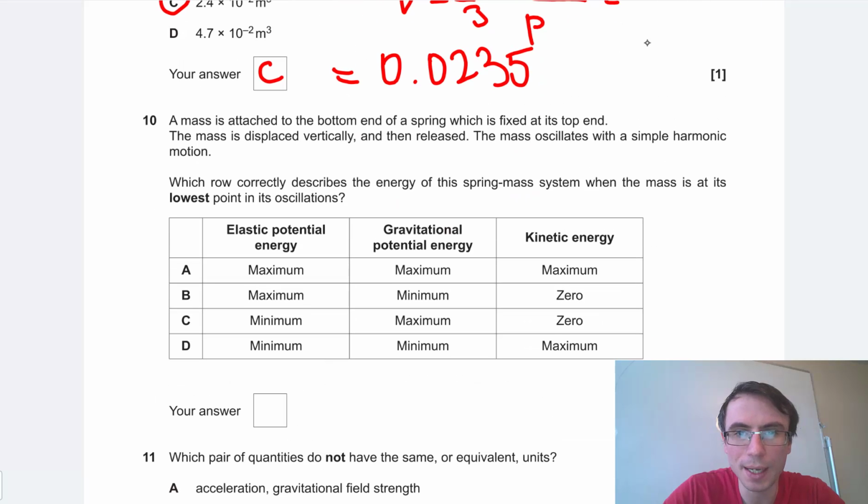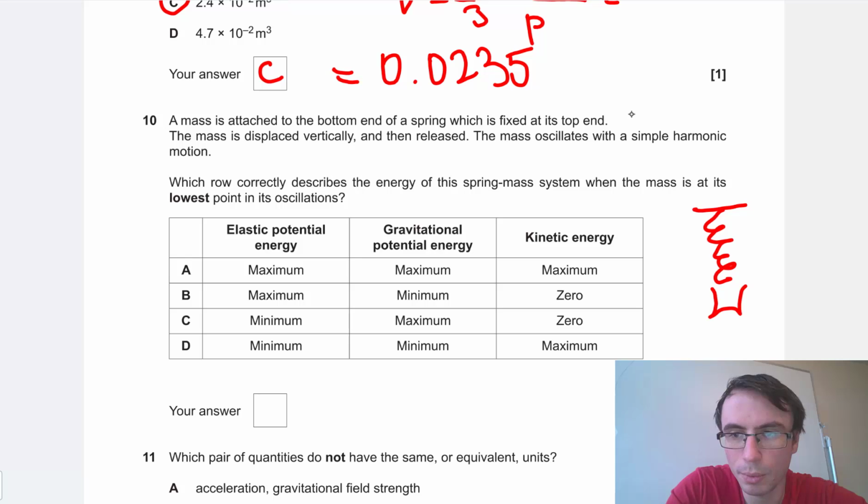Okay, next one, question 10. A mass is attached at the bottom end of a spring which is fixed at the top end. Okay, so here's a spring, you put a mass on top, kind of a standard particle. The mass oscillates with simple harmonic motion.